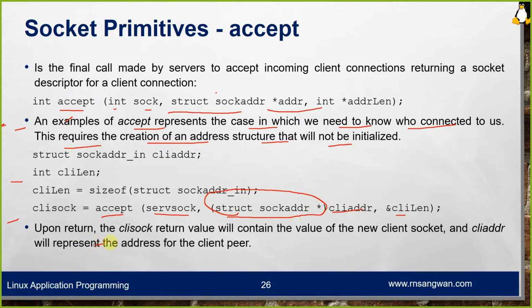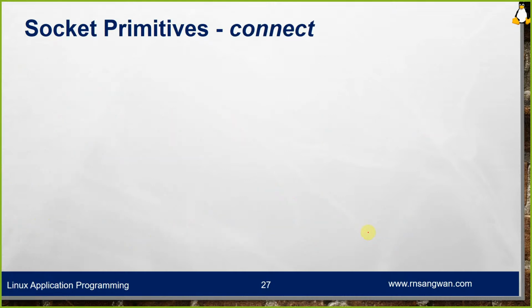On return, this variable CLI sock will contain the value of the new client socket, and CLI address will represent the address for the client peer which is connected.